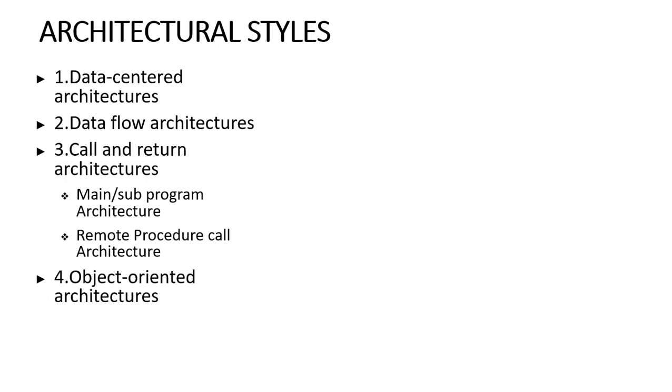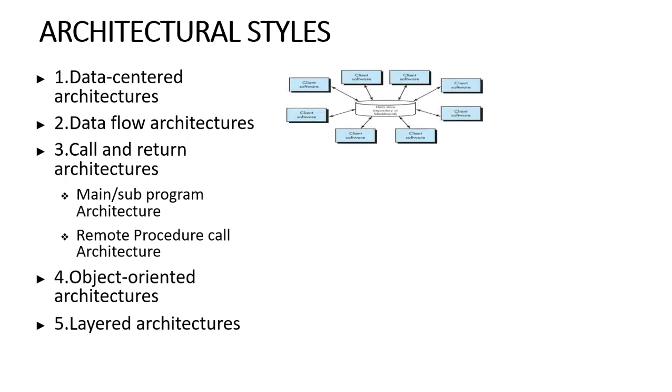This is the main program, subprogram architecture. Remote procedure call is nothing but functions with return type, functions without return type, and functions with parameters and with return type; that will come under this one. Then the object oriented architecture, where the entire architecture is based on objects, which we call object oriented. The fifth one is the layered architecture.